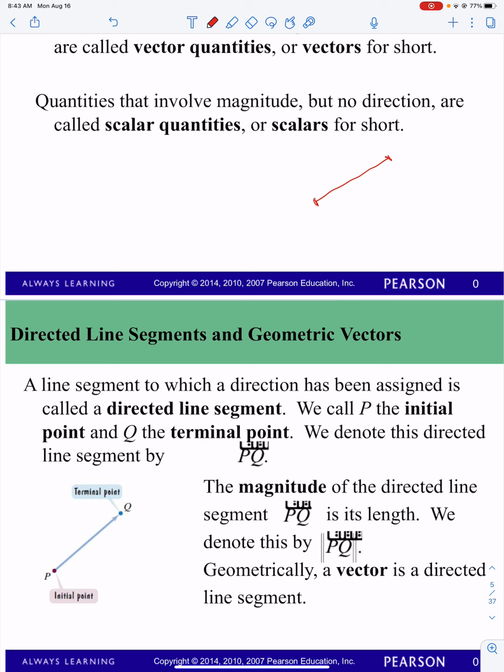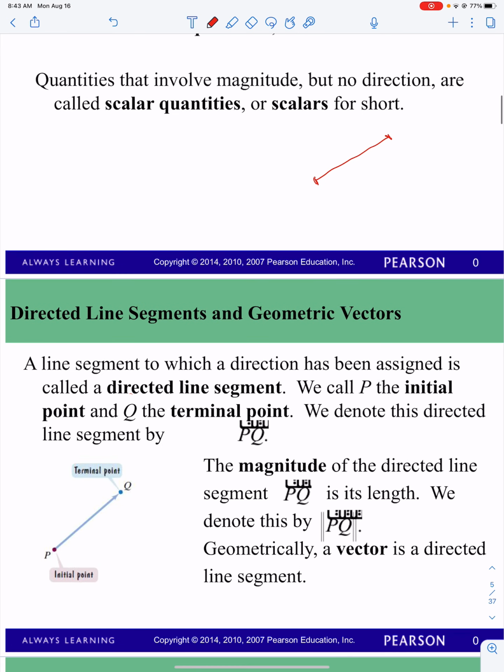So what will be a vector? A directed line segment. And P is called the initial point, and Q is called the terminal point. And the magnitude of the directed line segment is called the length, and we denote it |PQ|. So PQ means from the initial to the end, and the magnitude is defined as |PQ|.